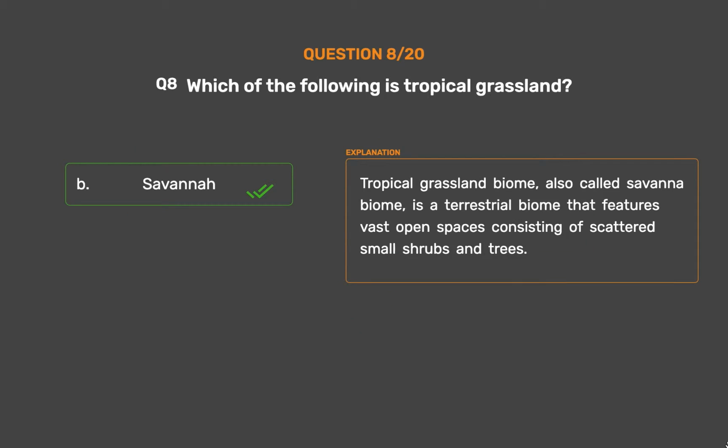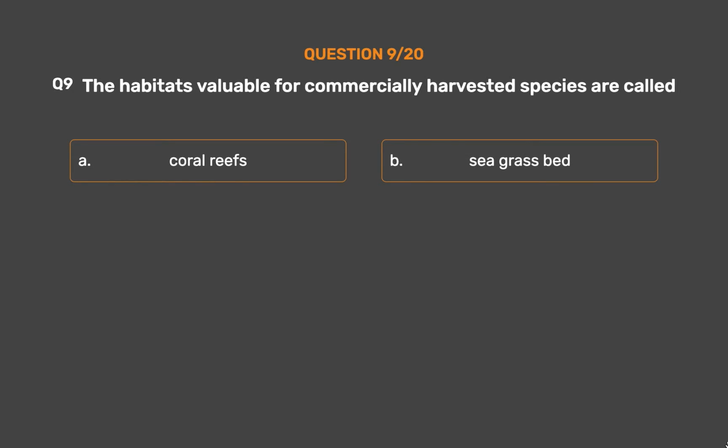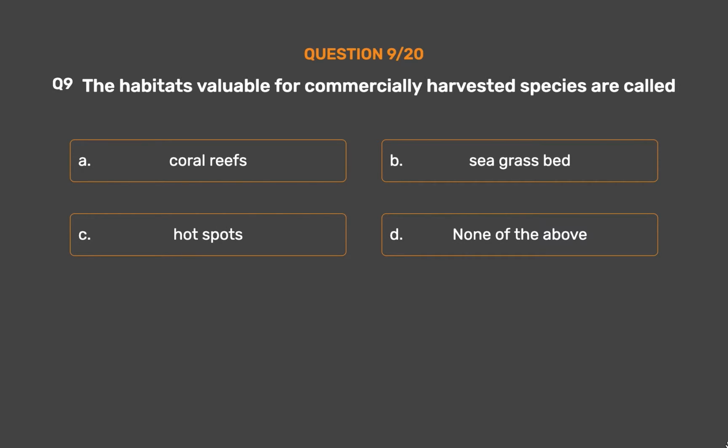Tropical grassland biome, also called savanna biome, is a terrestrial biome that features vast open spaces consisting of scattered small shrubs and trees. Question number 9. The habitats valuable for commercially harvested species are called option A, coral reefs. Option B, seagrass bed. Option C, hot spots. Option D, none of the above.